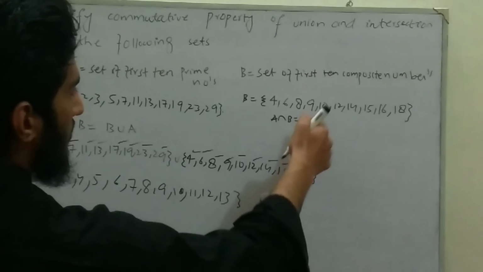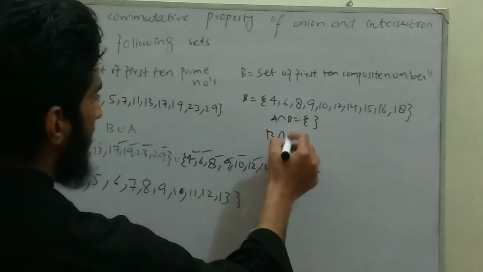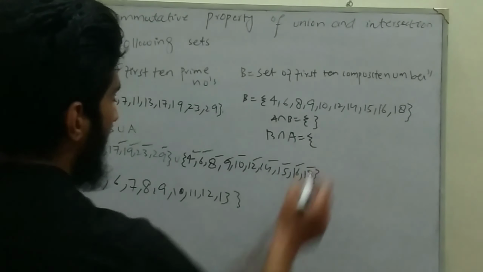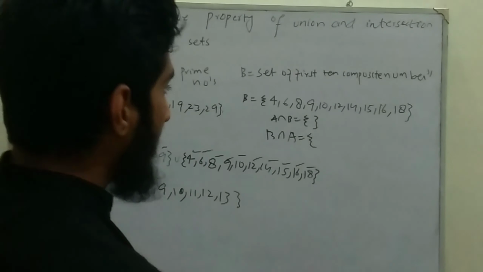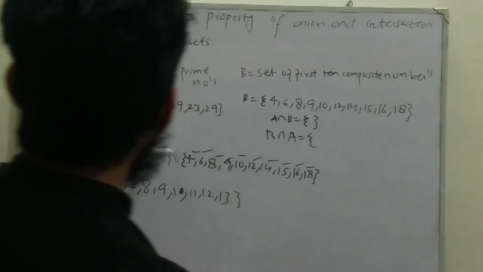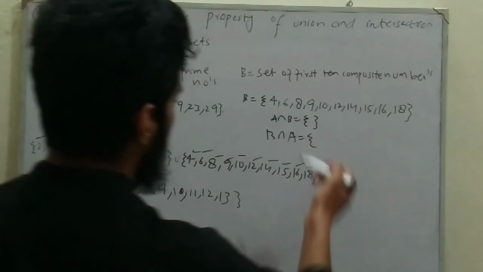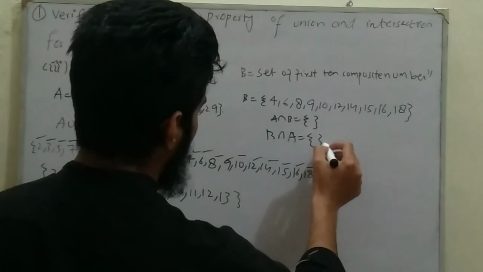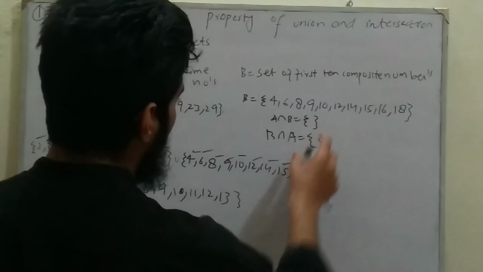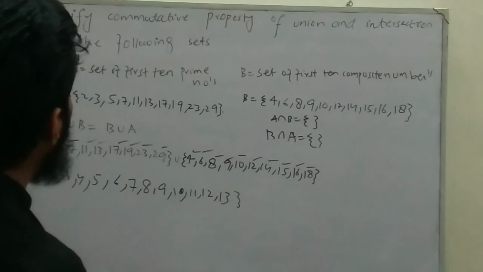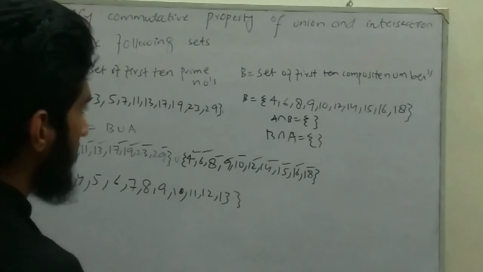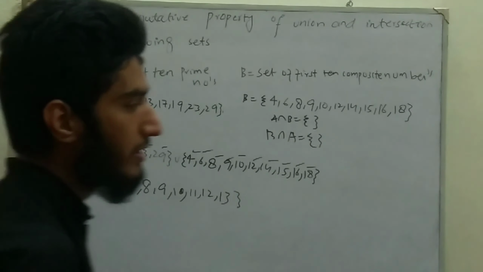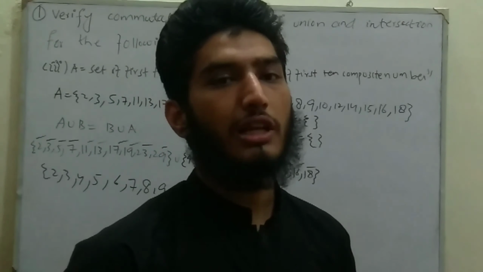And by taking B intersection A, it will give the same result. Because we are finding a common number, and there is no common number between this set and this set, so B intersection A will also be a null set. So they are equal. It means that we verify the commutative property for the intersection of these two sets A and B. With this question, I finished my lecture.